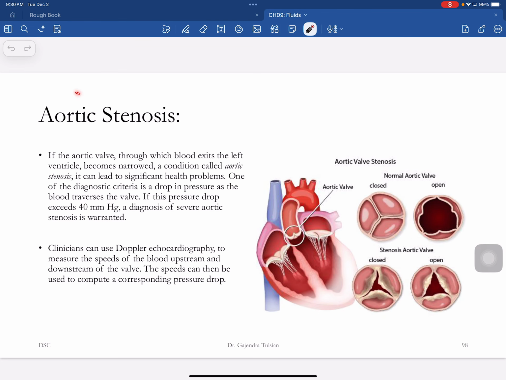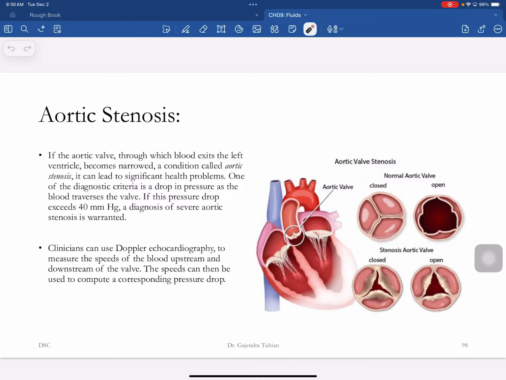Okay, so the first thing we'll talk about is aortic stenosis. This is the left ventricle. When this left ventricle contracts, it sends oxygenated blood through your body. And there's a valve here, an end-on view of the valve. When the left ventricle contracts, this valve opens and the blood gushes out to the aorta.